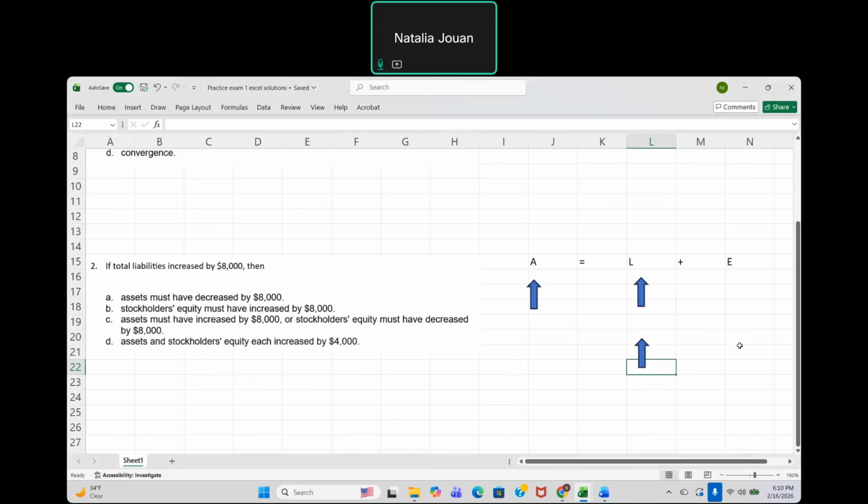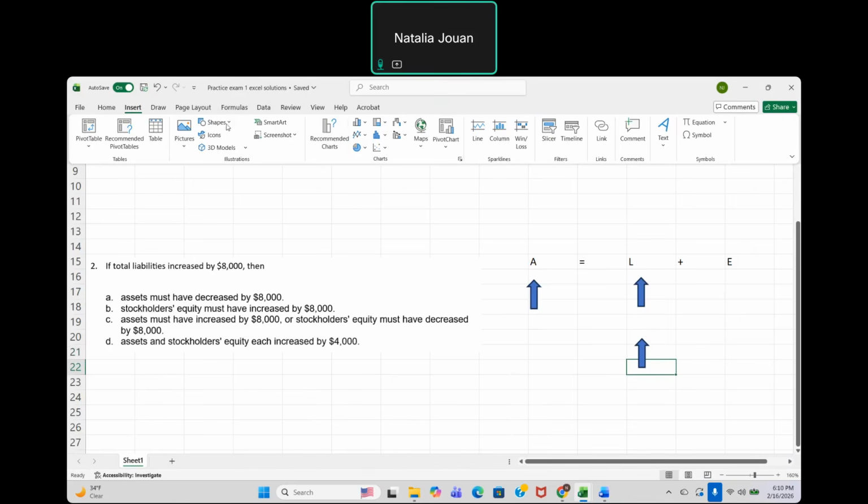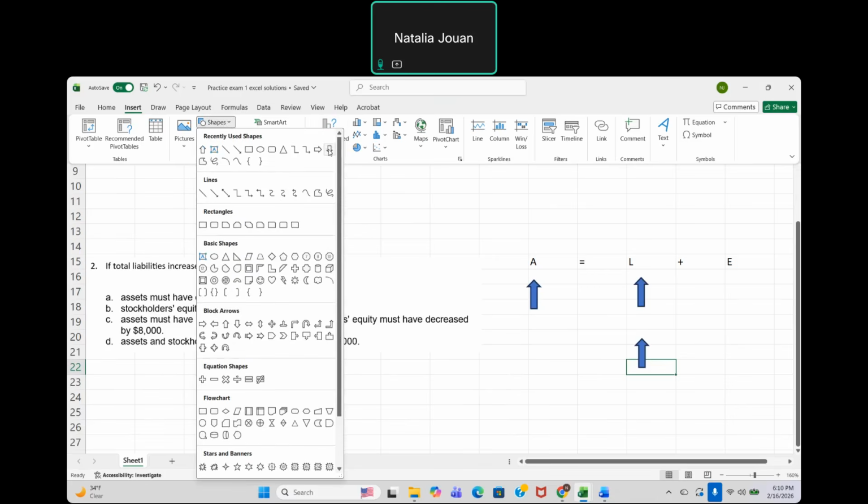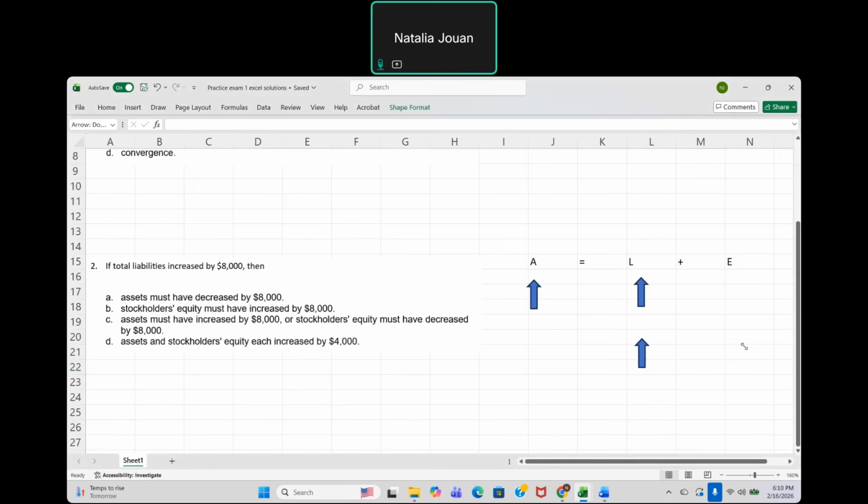All right, so let's put the three options. Let's get another shape, and use this arrow right here. In that case, we would need the equity to go down to be balanced. So the correct answer is that assets must have increased by the same amount, or stockholders' equity must have decreased by the same amount. So the answer is C.